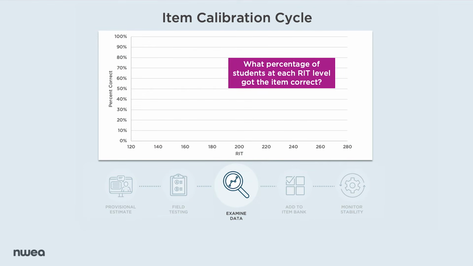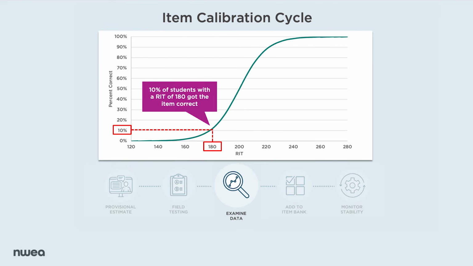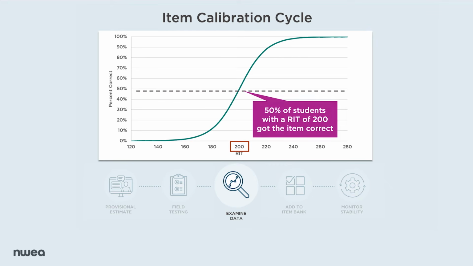This is an item response function plot. It shows the probability of a correct response to an item against the achievement levels of the students who responded to that item. Let's look at a point right on the curve, students with a RIT score of 180. About 10% of these students got this item right. This item is too difficult for these students. As we move to the right of the curve, you'll see that the probability of correct responses increases. The question becomes, at what achievement level do half of the students get this item correct? That's the key. An item's difficulty is defined as the RIT score where 50% of students answer it correctly. In this case, that point is right here, a RIT of 200.